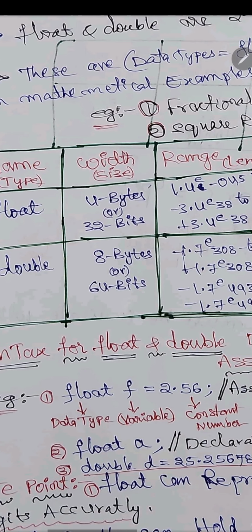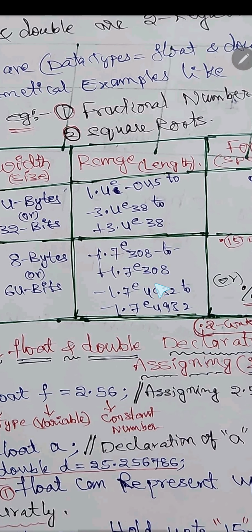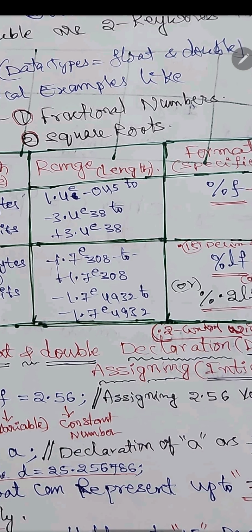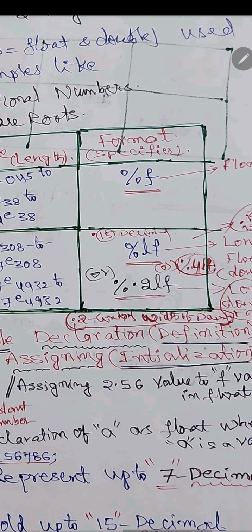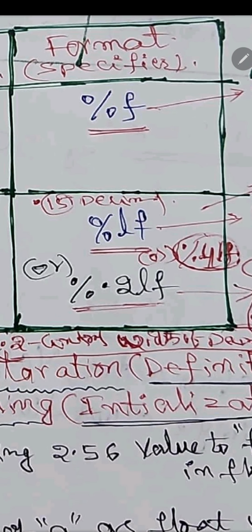And here double occupies 8 bytes, because 1 byte is equal to 8 bits, 8 into 8 is 64 bits, 8 bytes or 64 bits. The range is from 1.7 exponential 308 to 1.7 exponential 308. This you need not learn by heart, you can write in your own words, it is the biggest range, but this you have to remember.